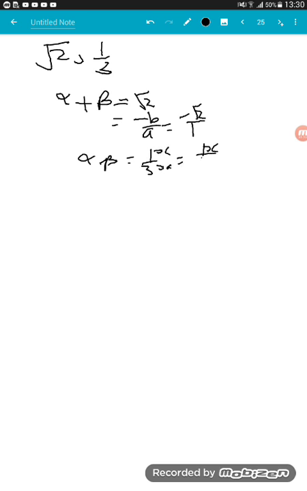So 1 by 3, into 3 it will be. So b equal to minus root 2, c equal to 1, and a is 3. If we solve this, we will leave it like that, no need to keep it as another variable.